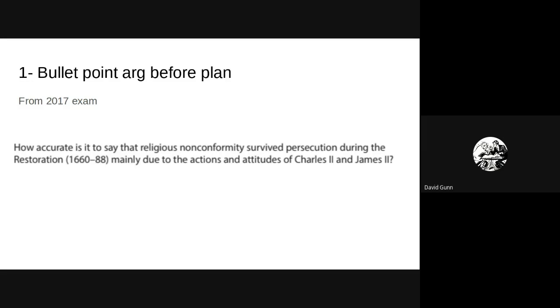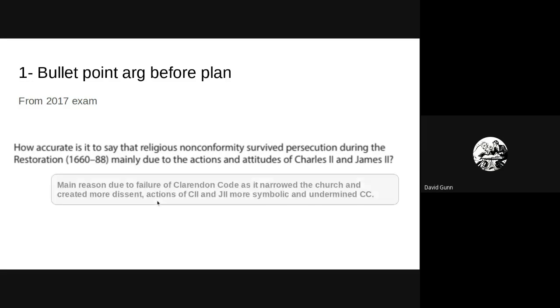You might think, okay, I'm going to go for it was the failure of the Clarendon Code. So here is a bullet point argument just before you even start planning. The main reason is actually due to failure of the Clarendon Code, as it narrowed the church and created more dissent. The actions of Charles II and James II were more symbolic, and they undermined the Clarendon Code. So that furthers your argument. When you've written your bullet point argument initially, you can then consistently engage with that throughout the essay. And I'm going to come back to that in a later point.